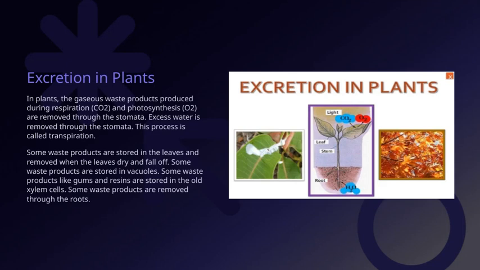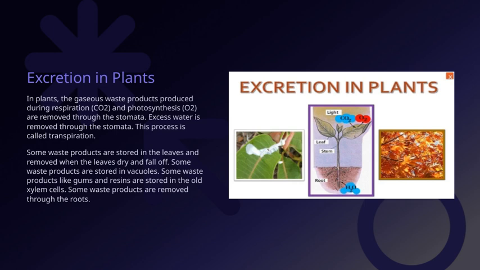Now, let's talk about how plants handle waste products. Some waste materials are stored in the leaves and are removed when the leaves dry out and fall off. This is part of the natural process of leaf shedding. Other waste products, like excess salts or minerals, are stored in the vacuoles inside plant cells, acting as storage tanks.